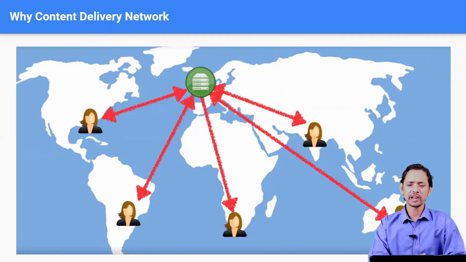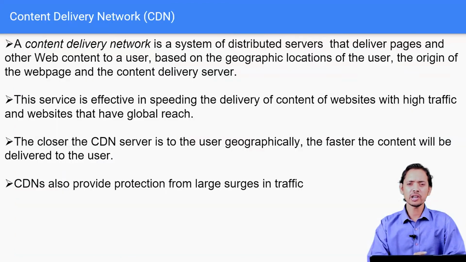To avoid all this, AWS provides you content delivery network. So what is a content delivery network? A content delivery network is a distributed system of servers across the globe that deliver web content or media content based on the geographical location of the user, the origin of the website, and the location of these distributed servers. This enables you to have a global reach across the global users. It enhances the delivery speed of the content and it offloads your original web server. So the obvious thing is, the closer you have your content delivery server to the user, the faster the content will reach that particular user.